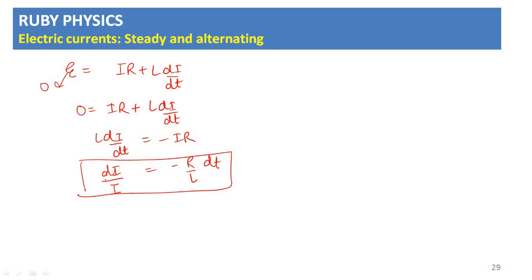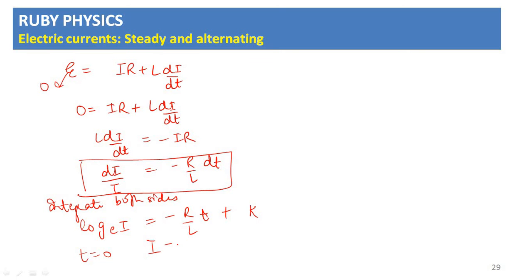Now what you have to do is integrate it on both sides. So you will get log base e I is equal to minus R by L t plus a constant K, which is the constant of integration. To find the value of the constant of integration, put t equal to 0. At time t equal to 0, the current is equal to I naught, because here the current will not be equal to 0. Here at time t equal to 0 we have the maximum value of current.